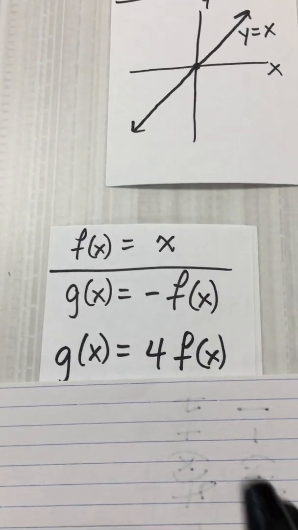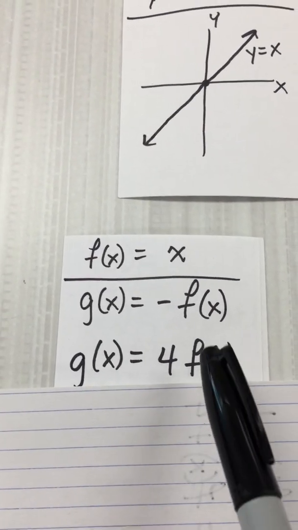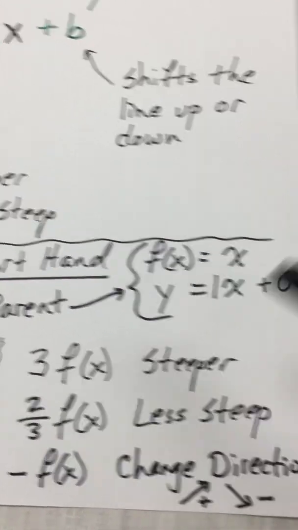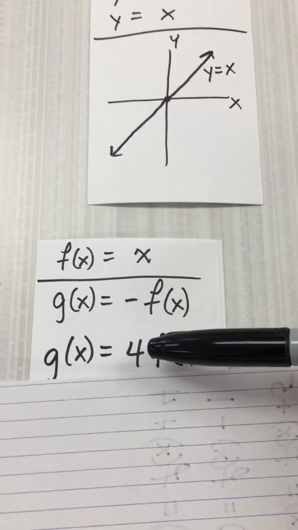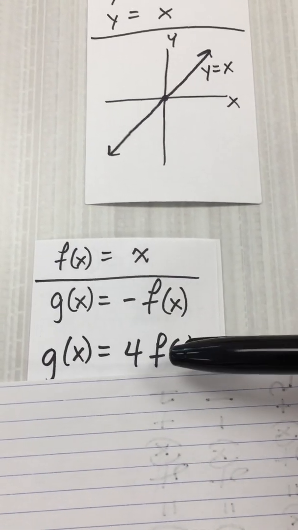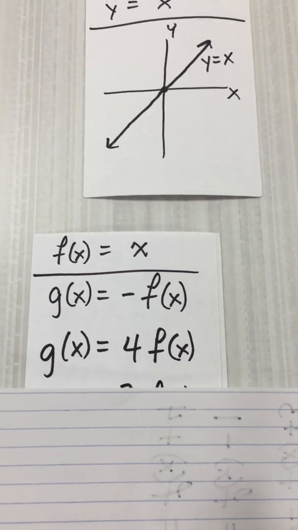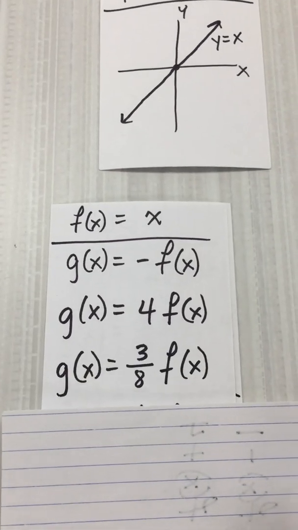The next one, g of x is the new one. I took my f of x and multiplied by a 4. So remember, if we're multiplying in front of the f of x, that means it's changing my slope. Is 4 bigger than 1? Yes, multiplying my slope by 4 is going to make it bigger, so it's going to be steeper. Multiplying by a number bigger than 1 is going to make it bigger.